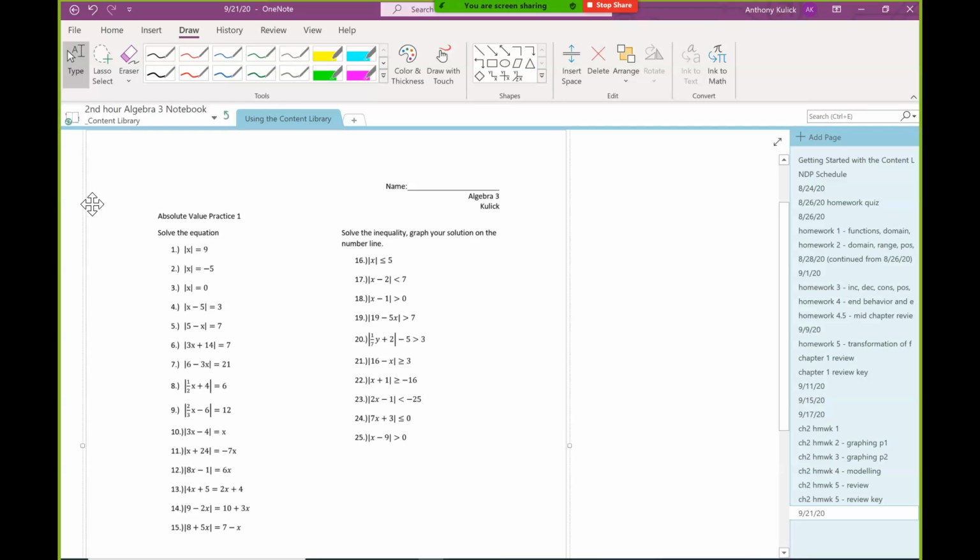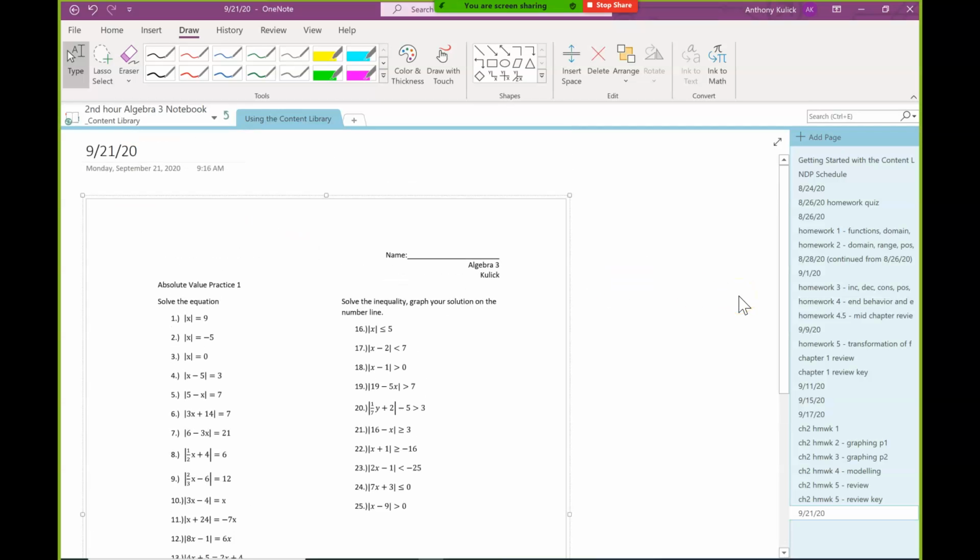Bianca? This is kind of just a general question for 16 to 25. If it's equal to a negative, it's already no solution. But what if it's on the other side, like greater or less than a negative? So you're saying like this? Oh, sorry. No, it's okay.